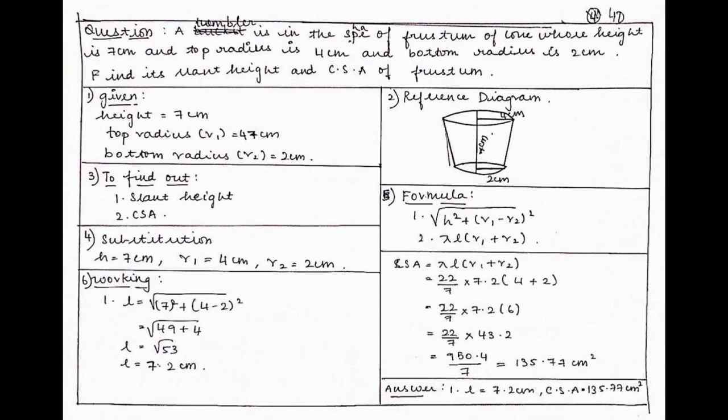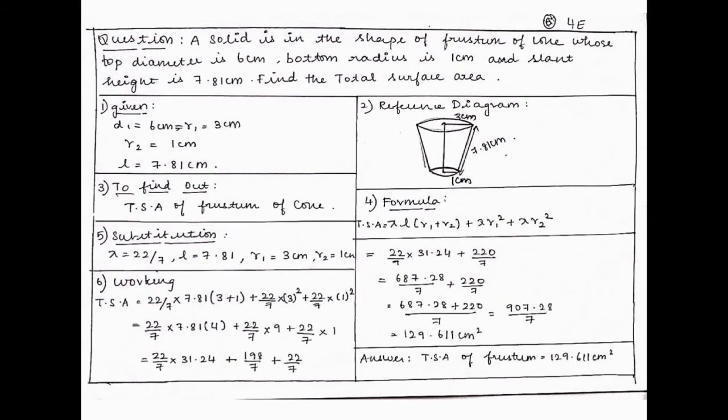So 22 by 7 into 43.2 whole divided by 7. So 22 into 43.2 is 950.4, whole divided by 7. When we divide this, we will get curved surface area is 135.77 centimeter square. So the answer is slant height is 7.2 centimeter and the curved surface area is 135.77 centimeter square.